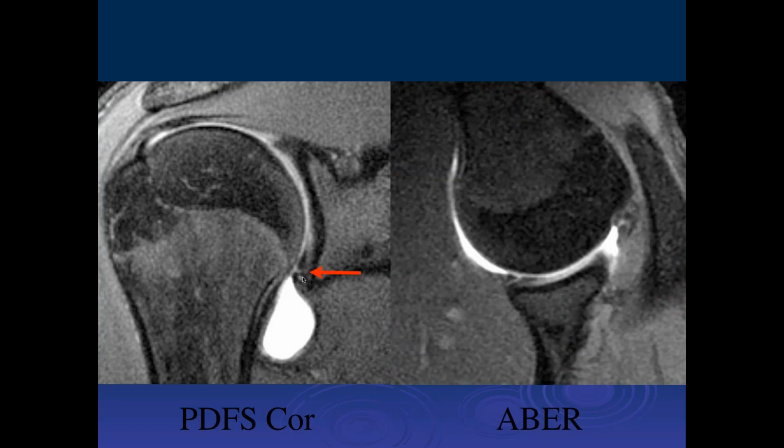So here's a PD FATSAT image. We can see it's with an arthrogram, and down here we can see some increased signal intensity abnormality of an inferior labral tear, which we can see right there. And if we do the ABER view, we can actually see it in this location.